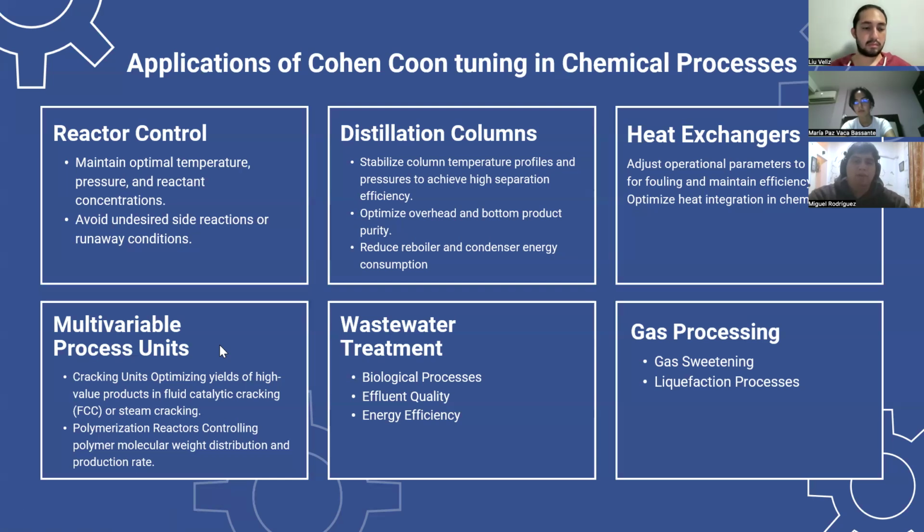Multi-variable process units, like cracking units, benefit by optimizing yields of valuable products, while polymerization reactors see better control of molecular weights and production rates. In wastewater treatment, it enables biological processes, improves effluent quality, and boosts energy efficiency. Finally, for gas processing, it plays a crucial role in gas sweetening and liquefaction processes.